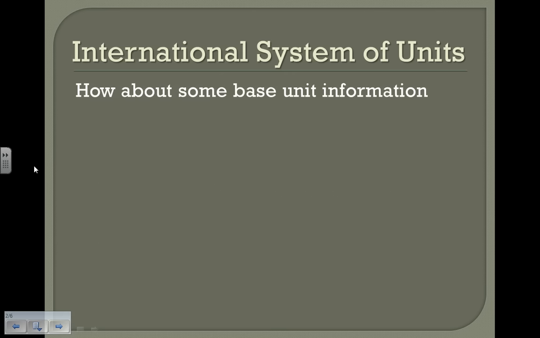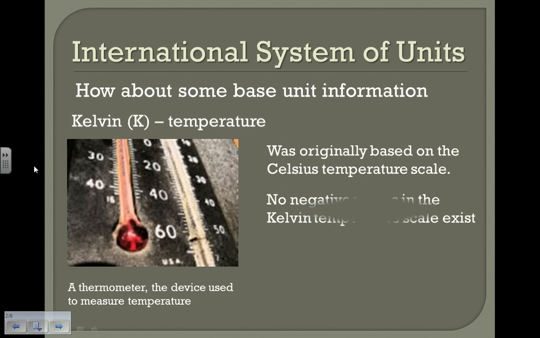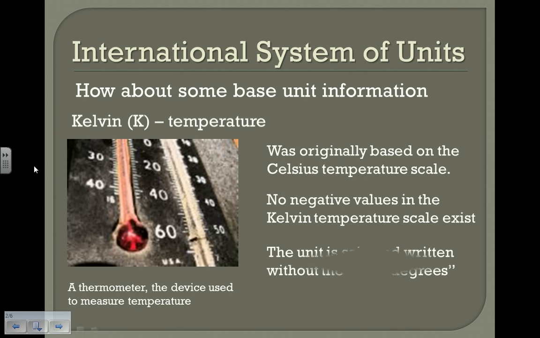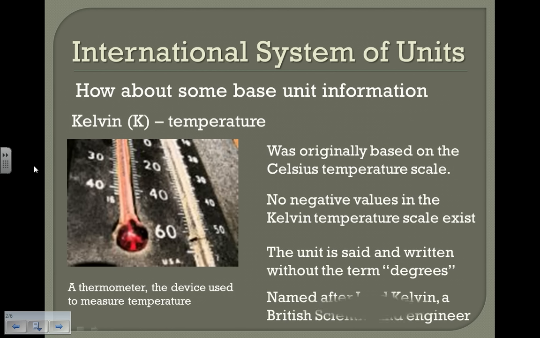So the next unit that we should talk about is the Kelvin. The Kelvin is very close to the Celsius scale. The thing about it is, in order to understand Kelvin, you should understand what temperature is. Temperature is how fast molecules, particles move. Okay, so particles, the faster they move, the higher the temperature. And so Kelvin has no negative numbers.